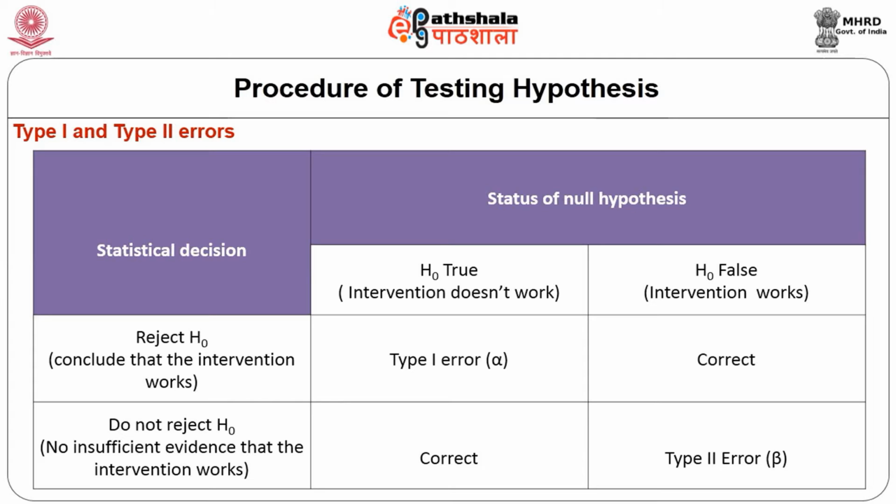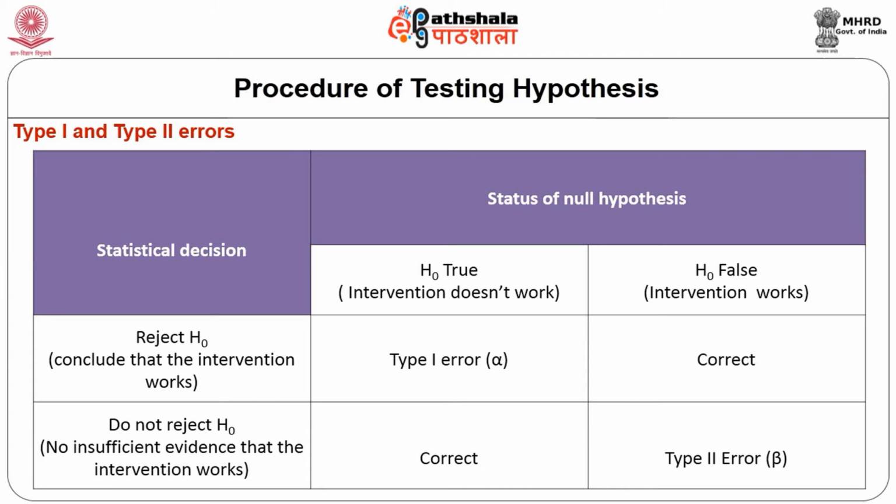The second one: if the null hypothesis is false, that means the intervention works, because the null hypothesis we always start with is that there is no difference. When it is false, that means there is a difference, and a difference means the intervention works. If that is so, when the statistical decision is to reject the null hypothesis, then H0 is false, or intervention works, will become correct.